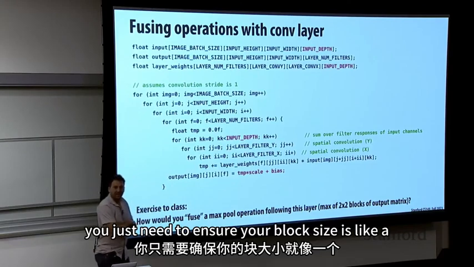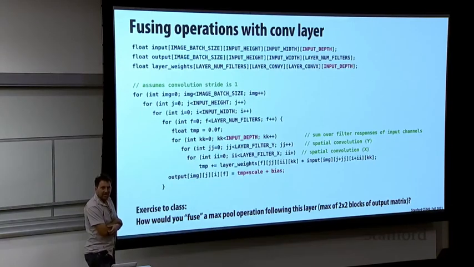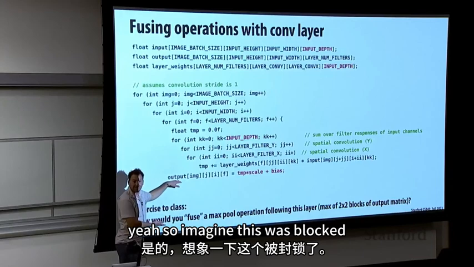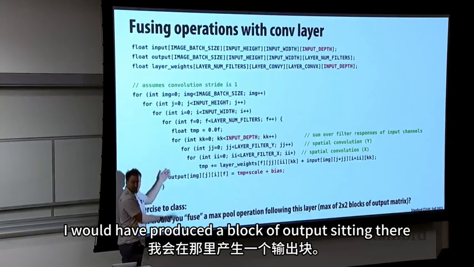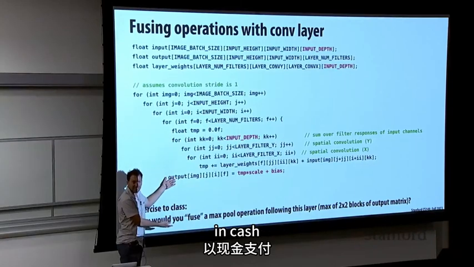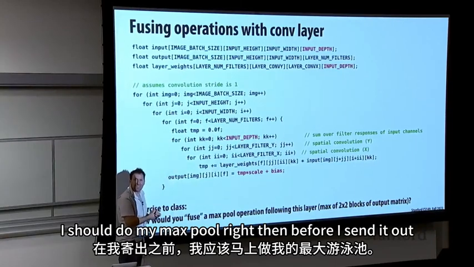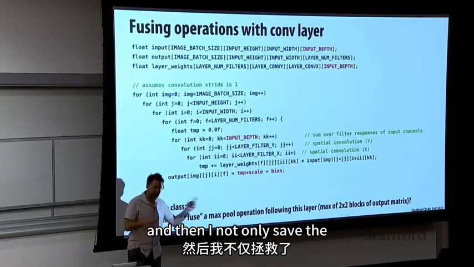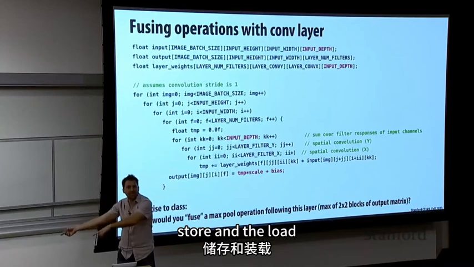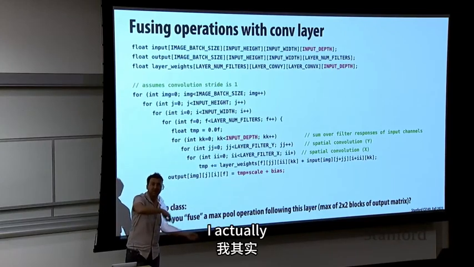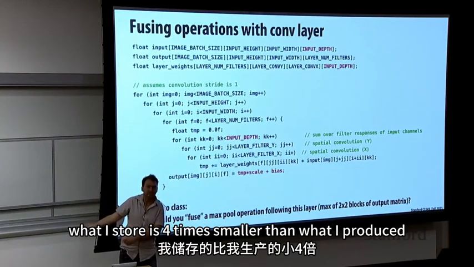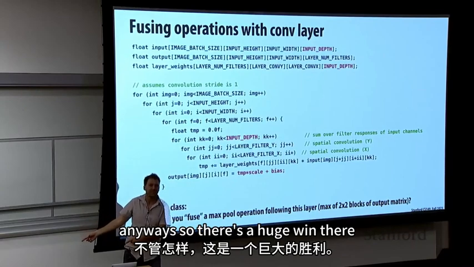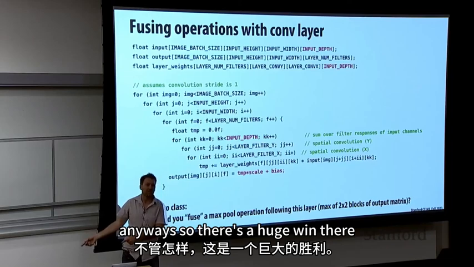Yeah, you just need to ensure your block size is a multiple of the pooling size. Yeah, so imagine this was blocked. If it was blocked, I would have produced a block of output sitting there in cache. I should do my max pool right then before I send it out. And then I not only save the store and the load, what I store is 4 times smaller than what I produced anyways. So there's a huge win there.